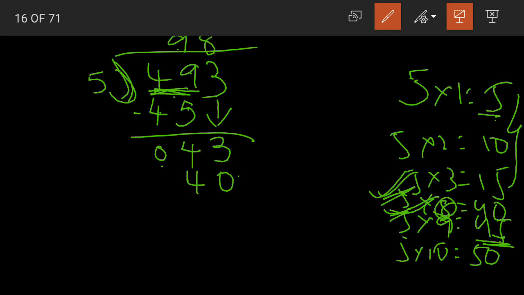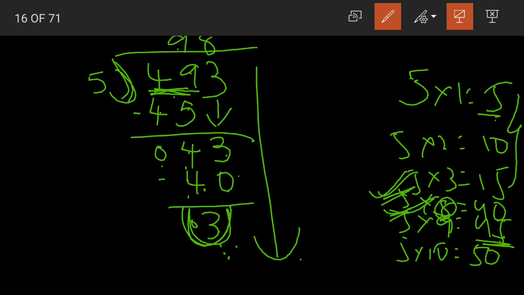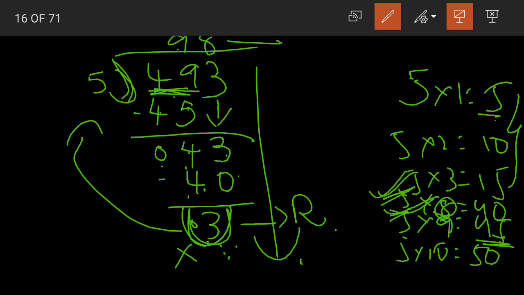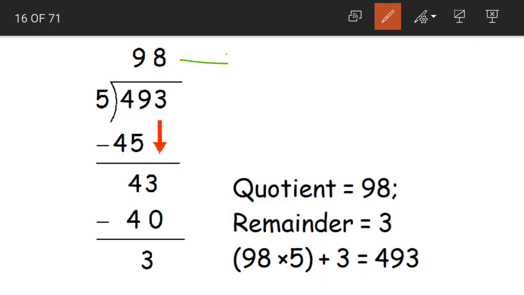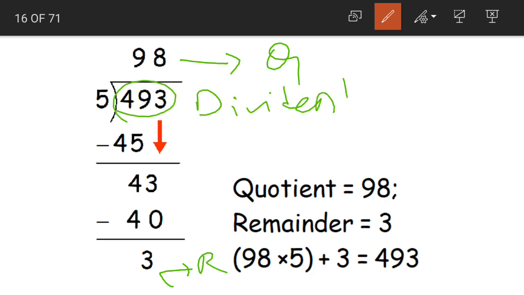40 written just below 43. We should subtract. 43 minus 40, 3, 0. 4 minus 4, 0. So 3 will be our remainder. We do not have any other digit to bring down, and 3 is less than 5, so we cannot even divide it. Now 3 becomes what? 3 becomes our remainder. 98 becomes our quotient. See, quotient, remainder, 493 dividend, and 5 becomes our divisor.